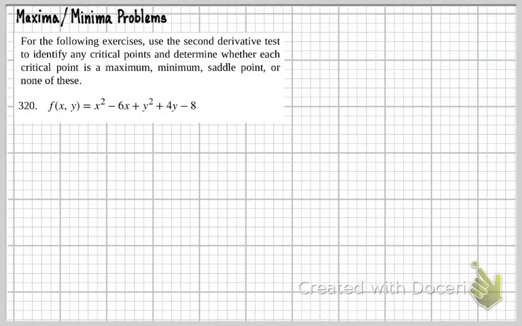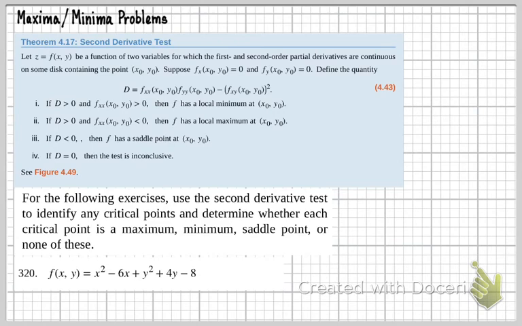So this says, for the following exercises, use the second derivative test to identify any critical points and determine whether each critical point is a maximum, minimum, saddle point, or none of these. And that just simply means inconclusive. Now again, in the last video, I talked about the second derivative test, and that was this here.